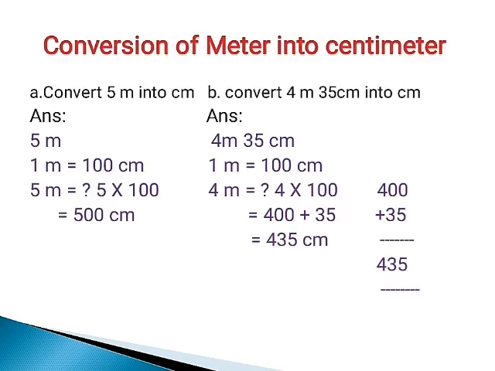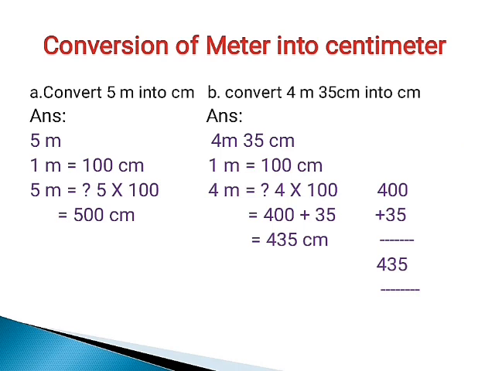Next we are going to see conversion of meter into centimeter. Before going to the sum, you should think what is the formula for converting meter to centimeter. Think. Yes, 1 meter is equal to 100 centimeter. Formula is very important, I told you. If we use the formula, we can solve the sum.